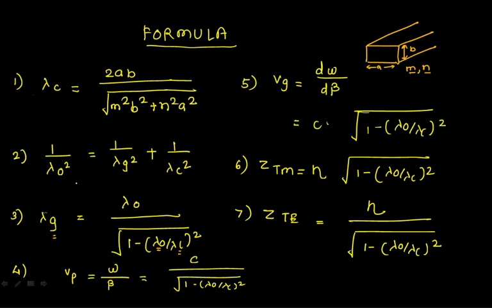Next one is the equation for the free space wavelength: 1 upon lambda 0 square is equal to 1 upon lambda g square plus 1 upon lambda c square. So if I add the squares and then invert them, I'll get lambda 0. Lambda g is equal to lambda 0 divided by square root of 1 minus lambda 0 by lambda c square. Otherwise, in another way, you can write it with fc by f0. That will also be okay. So this is the formula for guide wavelength.